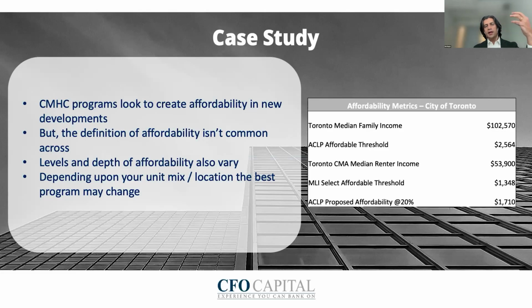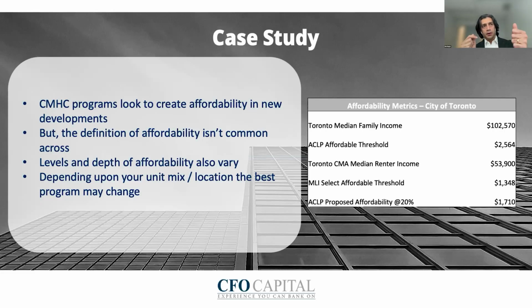So the median household income for the city of Toronto was 102,000. The median renter income is literally half of that. So right off the bat, you have the difference that's being created. MLI says at least give me 10% units in the affordability program at 30% of that number. That number being 53,900 translates to a per unit affordable rent of 1,348. $1,348 per month is your affordability threshold in the MLI program.